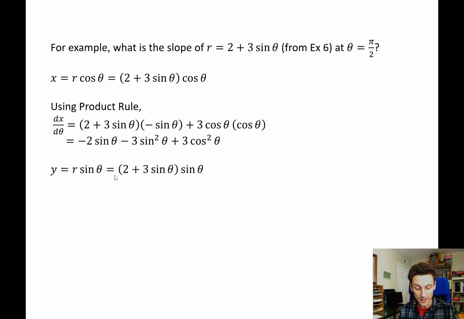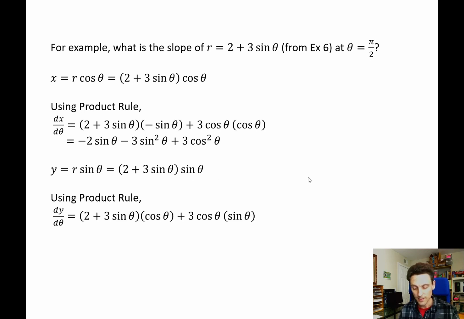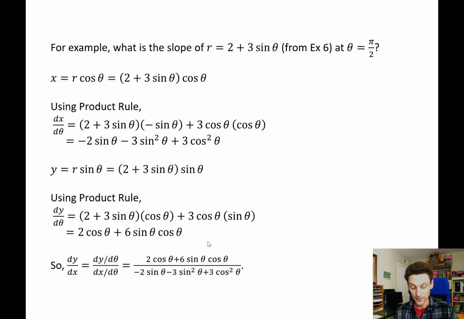Y equals r sine theta, so that's 2 plus 3 sine theta all times sine theta. And again, use the product rule to find the derivative of y with respect to theta. So first times derivative of second plus derivative of first times second. And then we can simplify, and we end up getting something like 2 cosine theta plus 6 sine theta cosine theta. Now we just divide the two. Take dy d theta divided by dx d theta, and that's going to be an expression in terms of theta that will give you the slope of the tangent line. It'll give you dy dx, the slope of the tangent line.